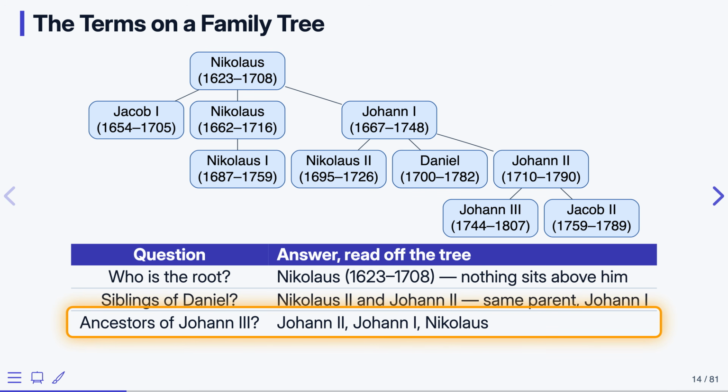Third question. Who are the ancestors of Johann III? We walk up from him to the root. First Johann II, then Johann I, then Nicolaus. Those 3 are his ancestors.